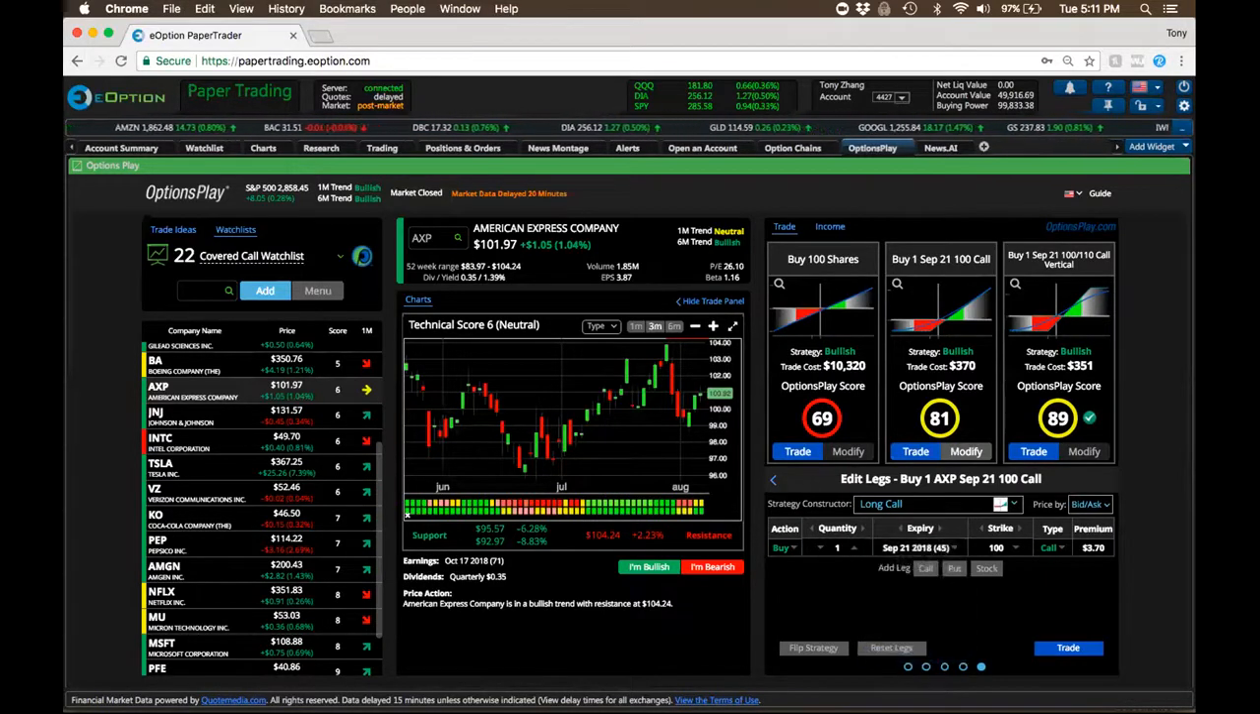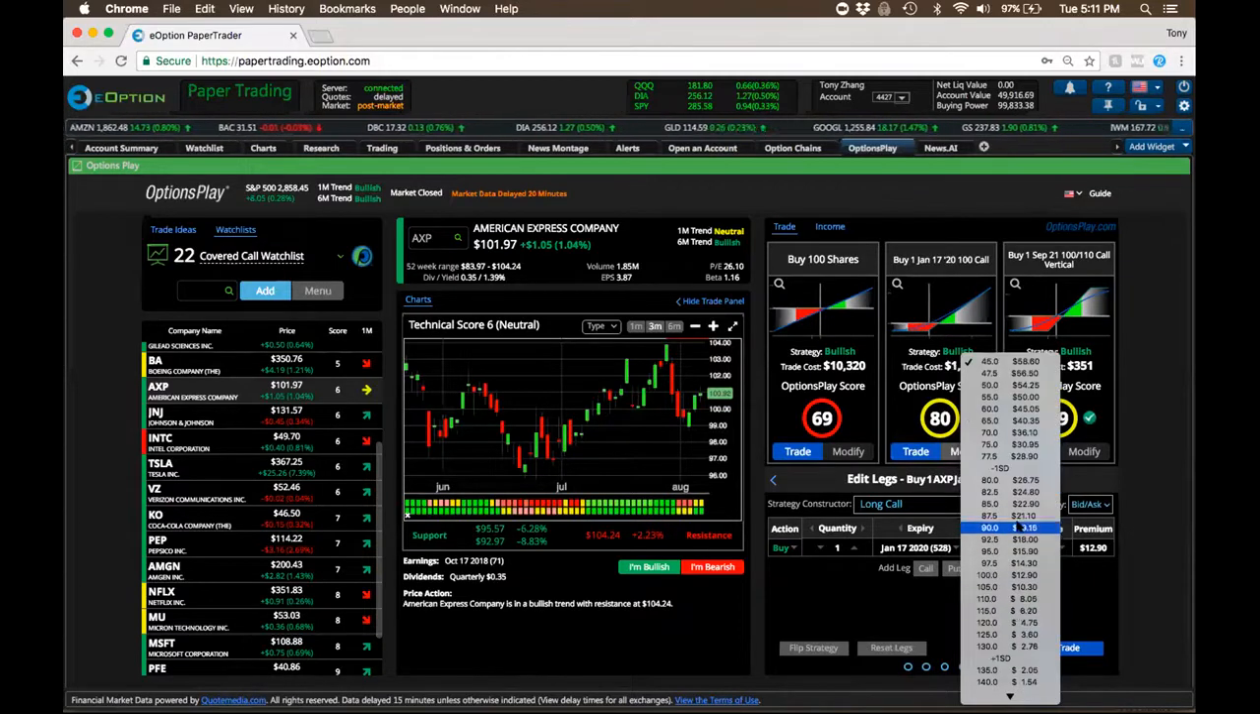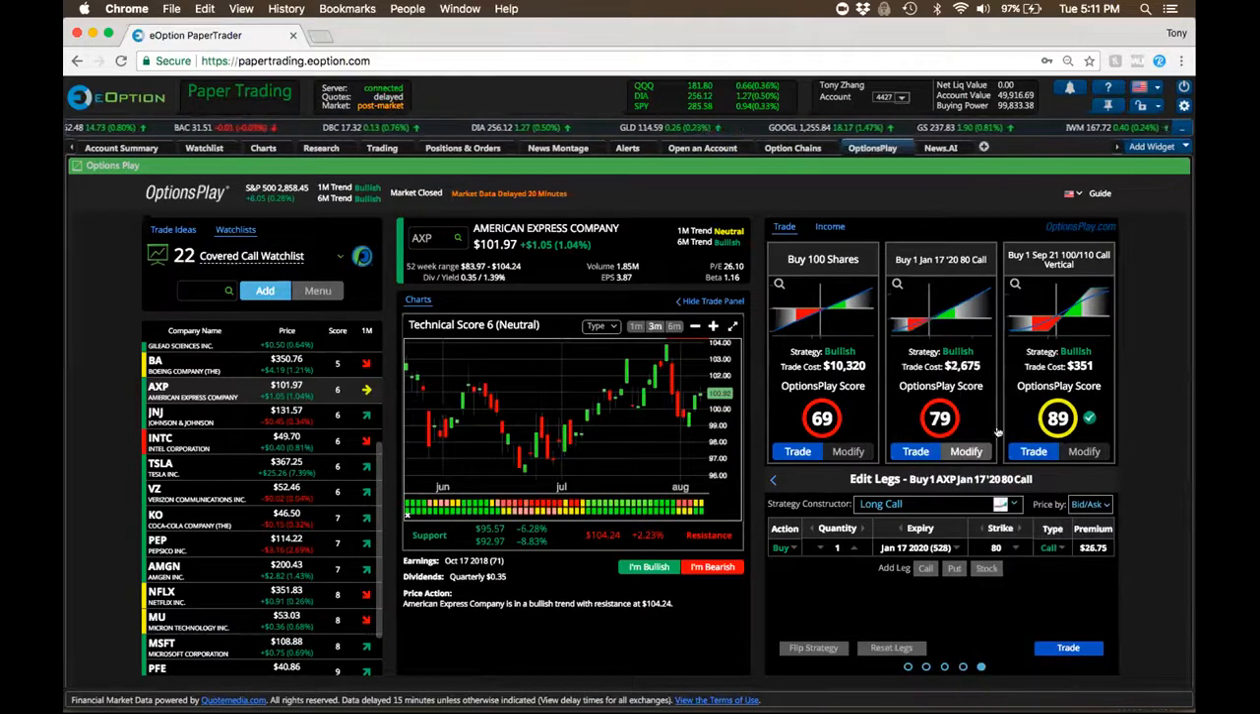So let's say you buy a January $80 call. That costs you only $2,675, so about a quarter of the price of the long stock position. But it gives you, as you can see, almost the exact same payoff as owning the stock. And it gives you limited risk. No matter what happens here in American Express, you could lose up to $10,000. But here on the call option, you can only lose $2,600. So you get the same upside exposure, with limited downside.